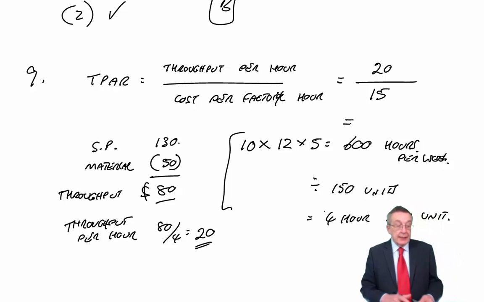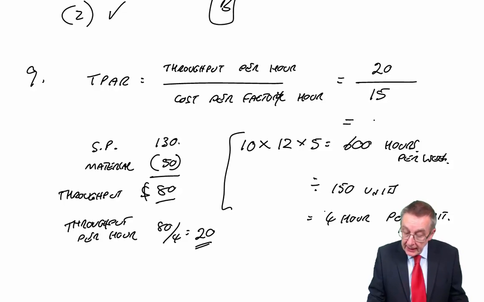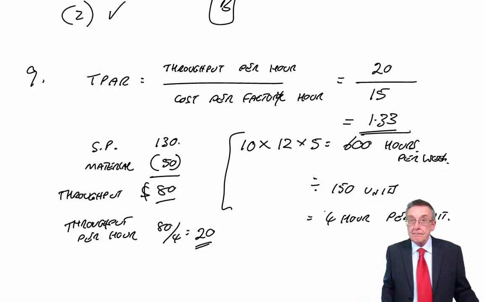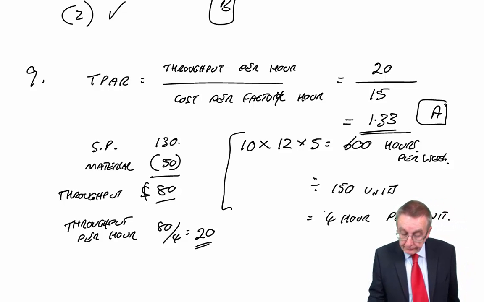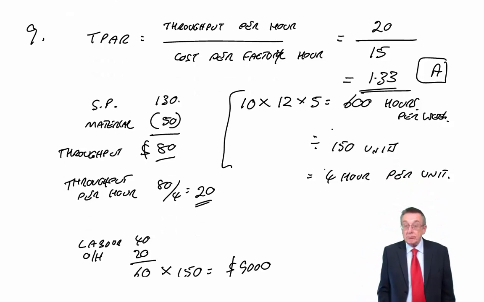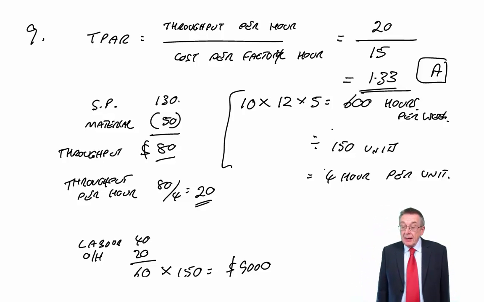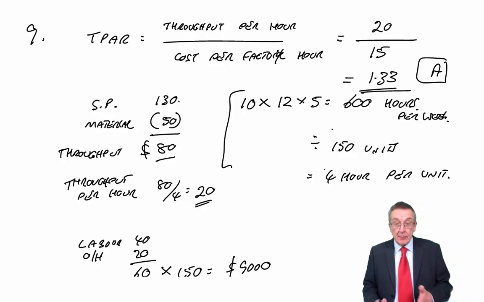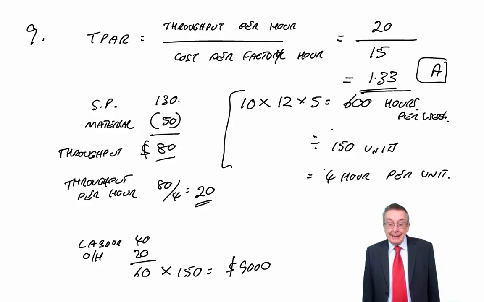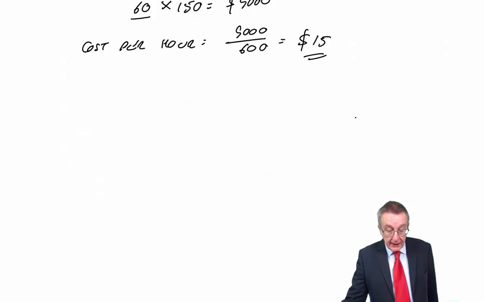And therefore, finally, the throughput accounting ratio, 20 divided by 15, is 1.33. The answer, therefore, is A. So again, a bit more time consuming, but I won't keep repeating this, but appreciate it's taken me a long time because I'm talking through it, and at the same time I'm writing everything down. In the exam, don't. That would have been much, much quicker in the middle of an exam.